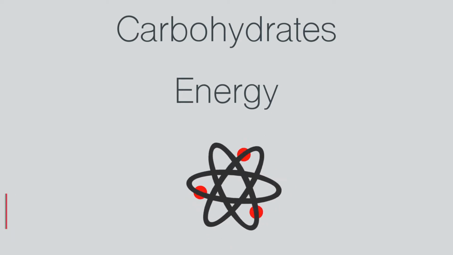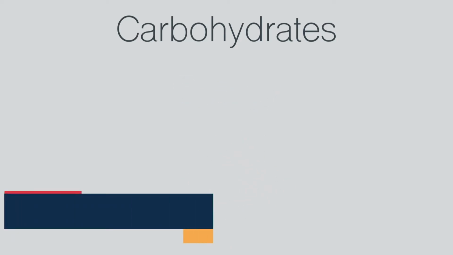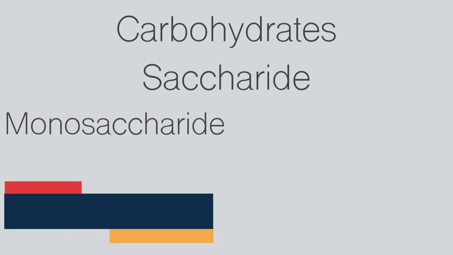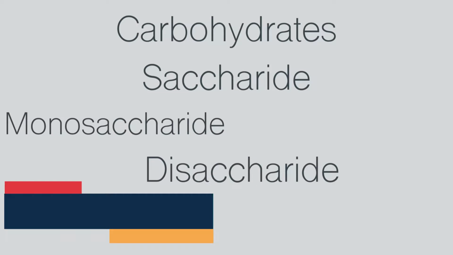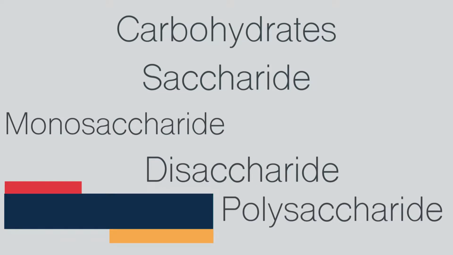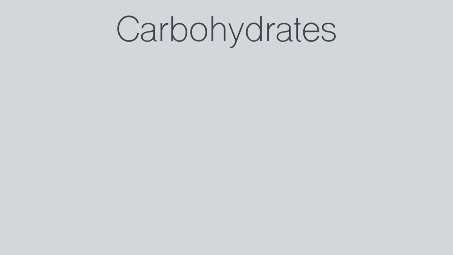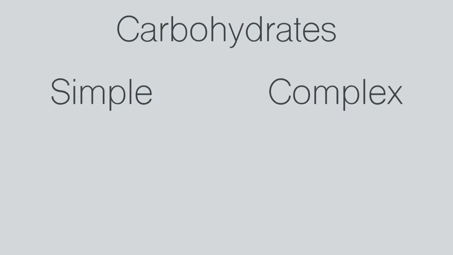In very simple terms, we can think of carbohydrates as one of the energy sources of the body. The basic building block of carbohydrates comes in the form of a molecule called a saccharide. Now you may have heard of the term monosaccharide, meaning one saccharide molecule, or disaccharides, meaning two, or even polysaccharides, meaning many saccharide molecules together. There are two categories of carbohydrates, and those categories are simple and complex.